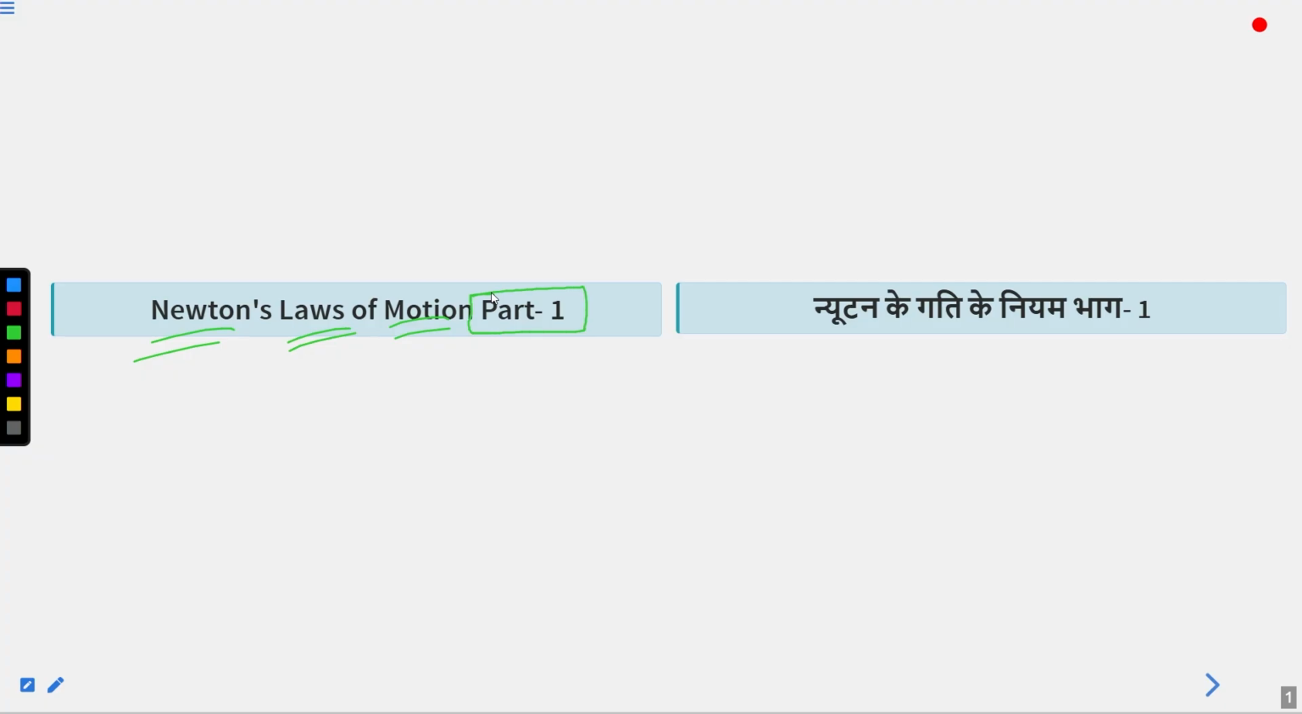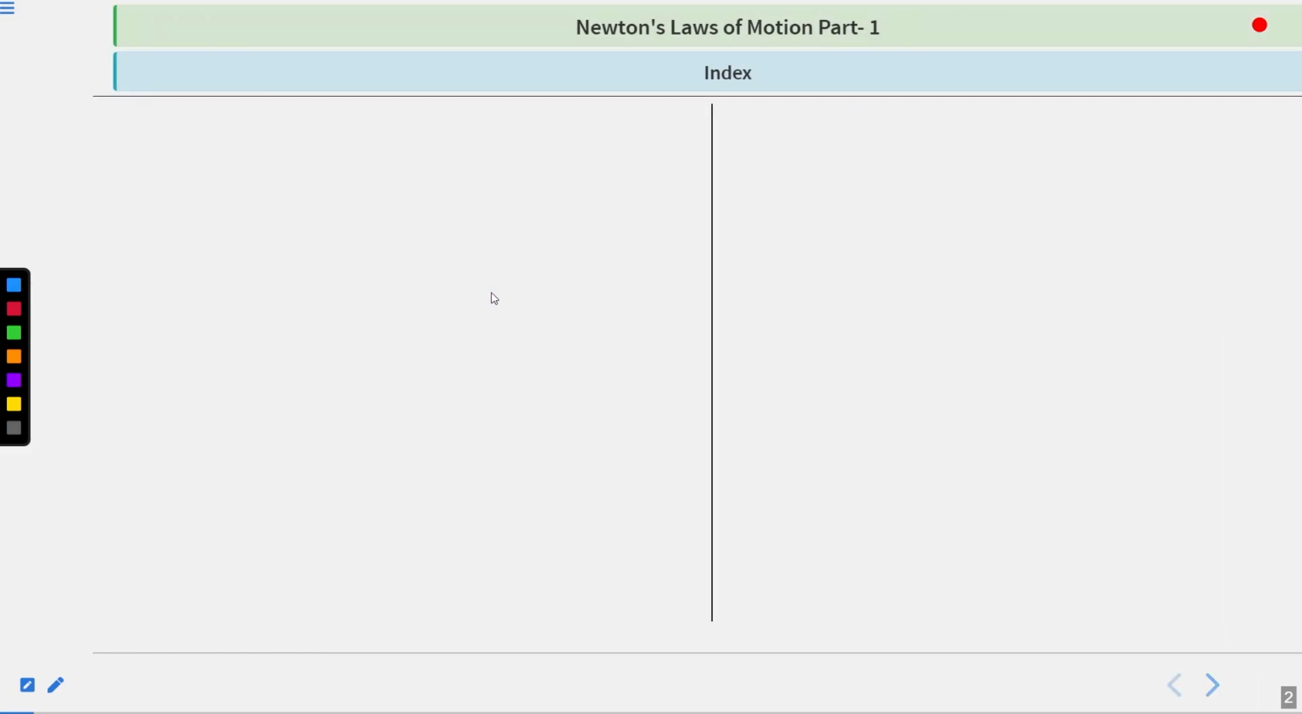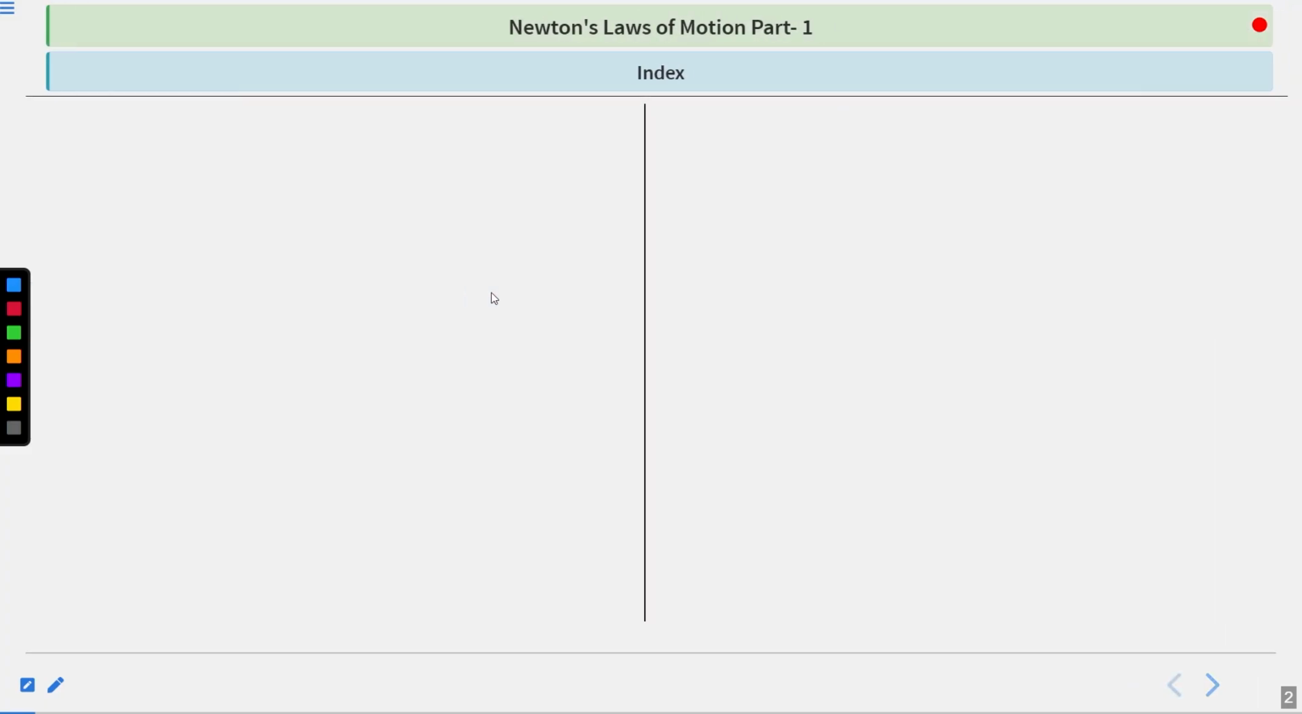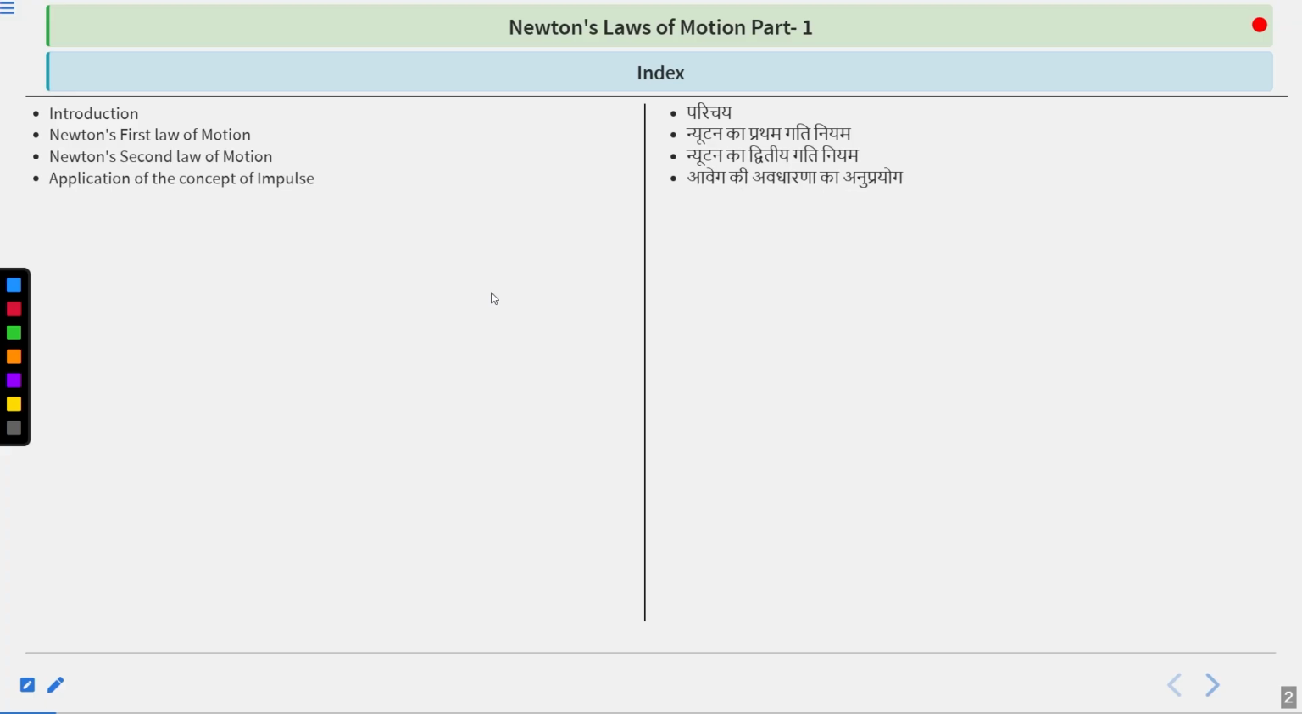I hope you have revised our previous 2 lectures well enough, because it is important to revise the facts and figures before going to the next topic. In this lecture, we will talk about the introduction to Newton's laws of motion, Newton's first law of motion, second law of motion, application of the concept of impulse, Newton's third law of motion, and at last we will see the summary of all these.